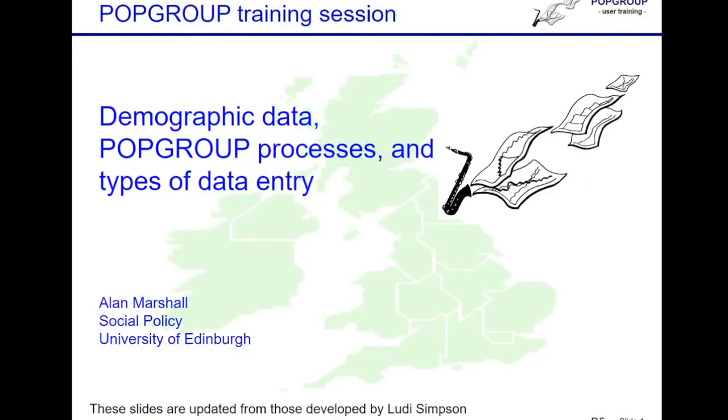The aim of this video is to think about the various forms of demographic data that can be entered into POPGROUP to encapsulate the components of change, fertility, mortality, and migration, and to think about how POPGROUP processes these different forms of demographic data to produce projections, but also to think about the priority that POPGROUP applies to different demographic inputs.